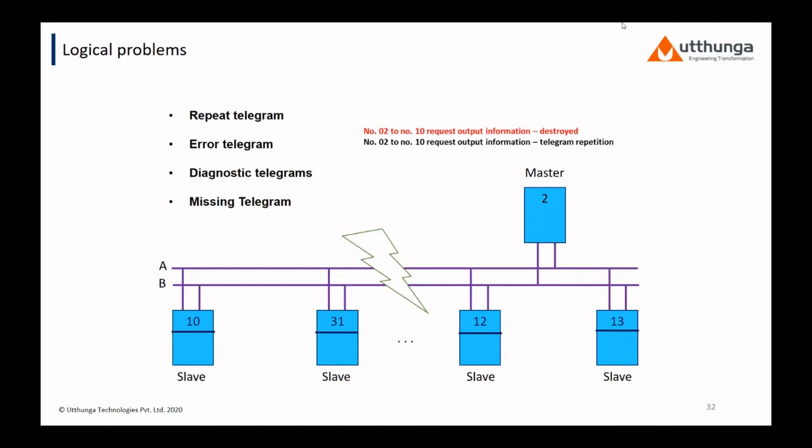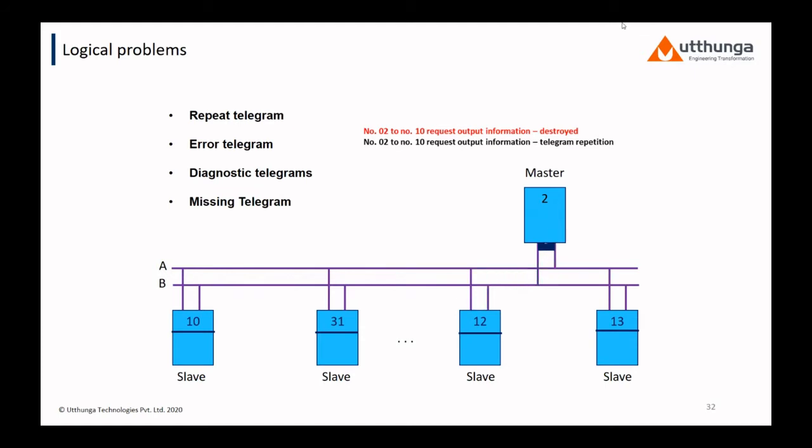Error telegram is a faulty telegram, like the message is corrupted. As I mentioned, if you do the shielding in a wrong way, if you don't do the segmentation as per standard, if you don't consider the PROFIBUS nodes standard, like 32 in a segment and 125 in a complete network, these can all lead to error telegrams.